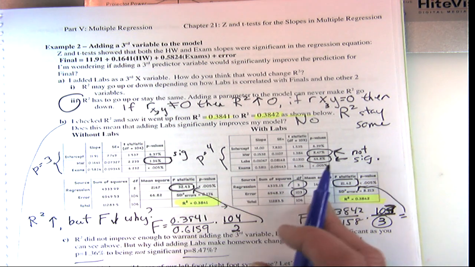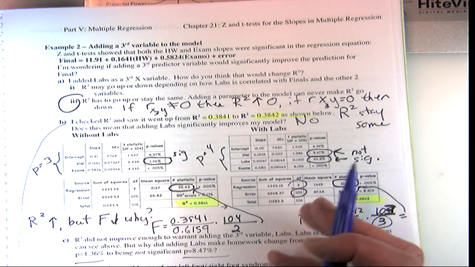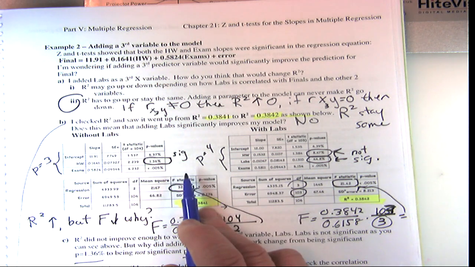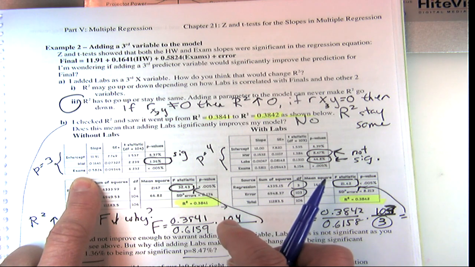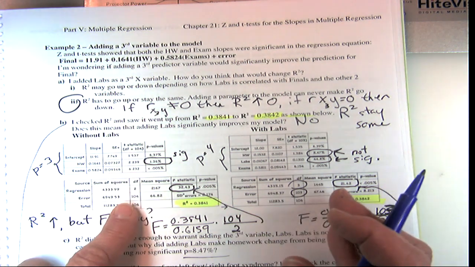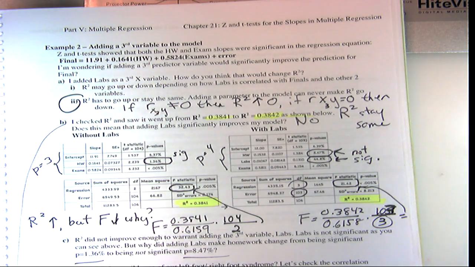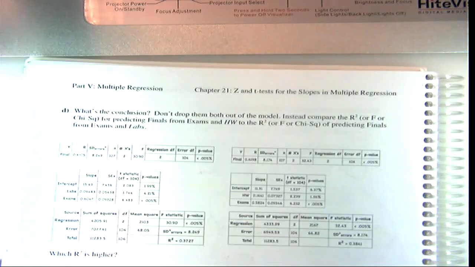But now both homework and exams were significant, and maybe labs and exams might be another good model. So let's compare them. This is the next page.